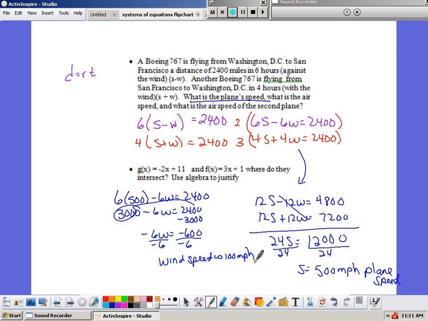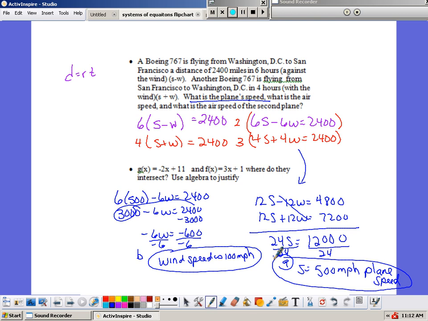Okay, so I found my second thing. So here's my B answer. Here's my A answer. And now how fast is the second plane going? Well, the second plane is going with the wind, so it's 500 plus 100, which gives me 600 miles per hour. So the second plane is flying 600 miles per hour. So make sure you answer all the parts. Go back and reread the last sentences and make sure you answer all the parts.